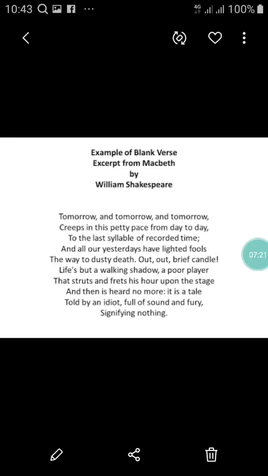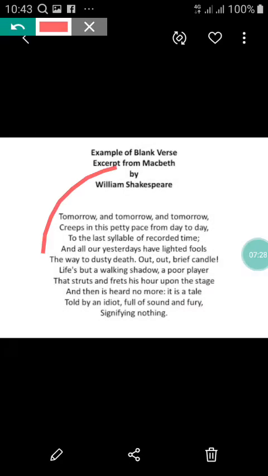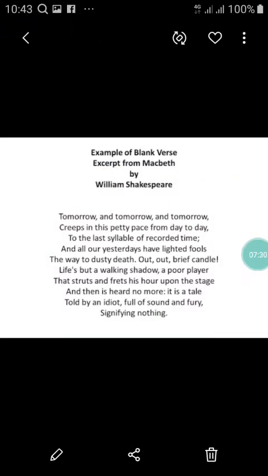"Tomorrow and tomorrow and tomorrow," unstressed. This is just like a blank verse. Here is an example of the blank verse. You can see it if you wish. It's by Shakespeare.